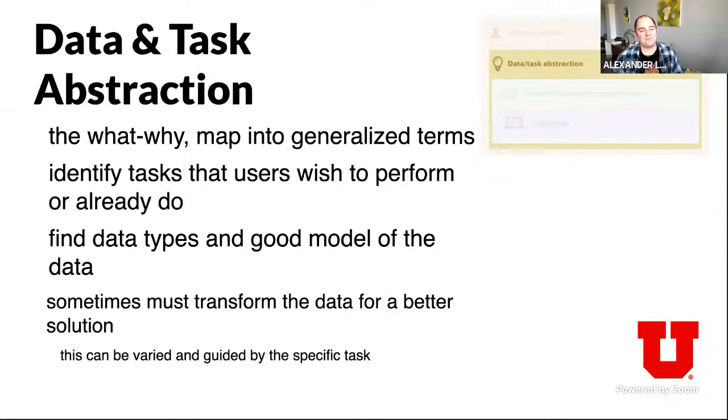And so that's where data and task abstraction comes in, the what and why, mapping into generalized terms, identifying tasks that users wish to perform or already do, and then I find data types and a good model of the data. And of course, as always in visualization, sometimes the raw data that you get from your collaborators isn't necessarily exactly what you need. So you might have to do some data transformations and data cleanup and so on.